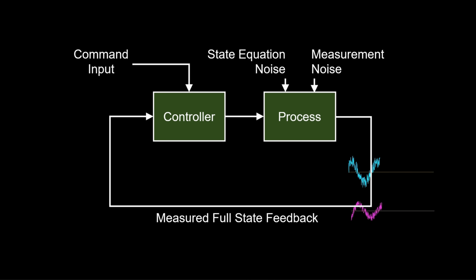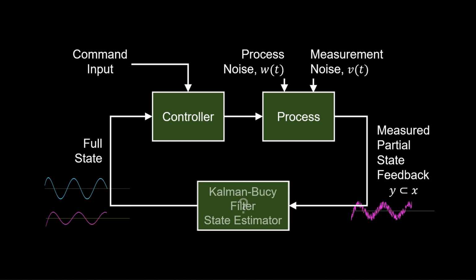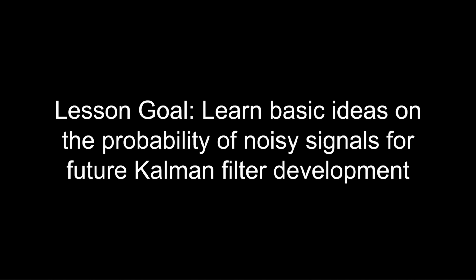Apart from dealing with the noise, what if additionally we only had partial state feedback, but our controller relied on full state feedback, ideally clean signals? How could we estimate the full state from partial information and filter the noise? We could use the well-known Kalman-Bucy filter, also just referred to as the Kalman filter.